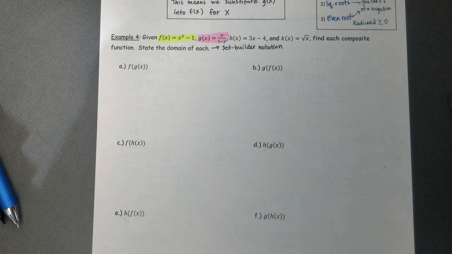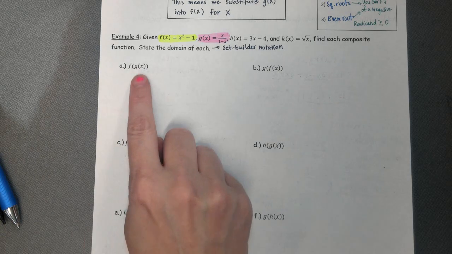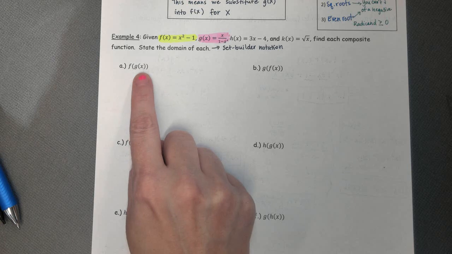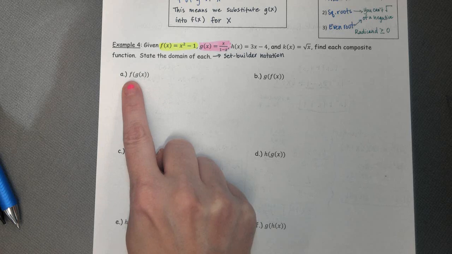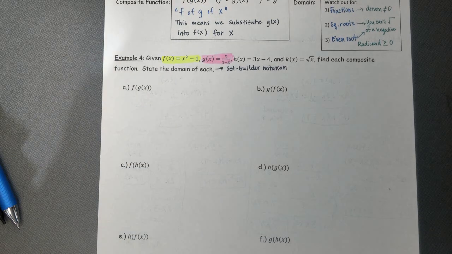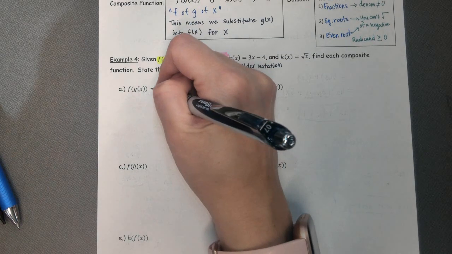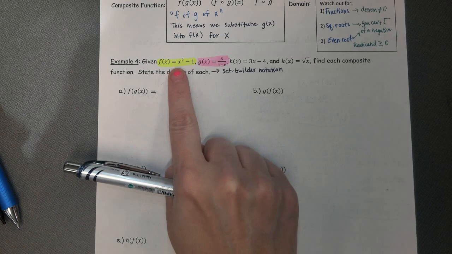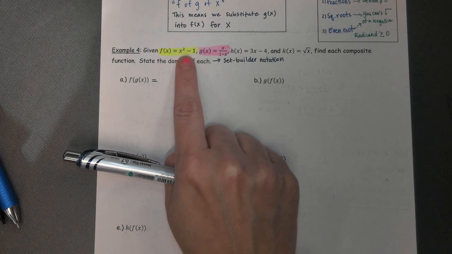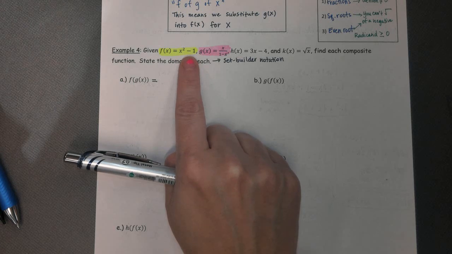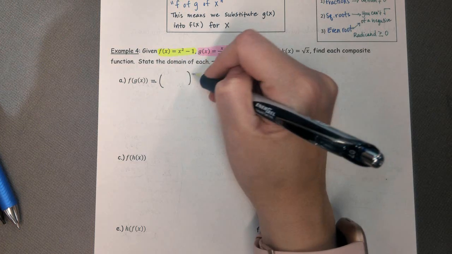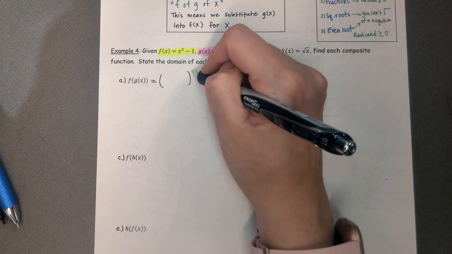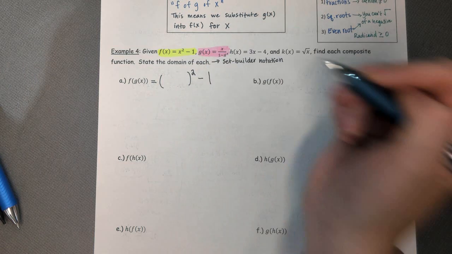All right, so for the first one, I'm going to help you set it up. What we're going to end up doing is we're going to plug in g of x into f of x. So whatever one is on the outside, we're going to create a shell. So f of x, let's look at that function. It's x squared minus 1. Okay, so for x squared minus 1, instead of x, I want you to write parentheses squared minus 1.